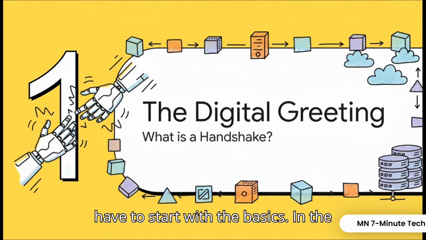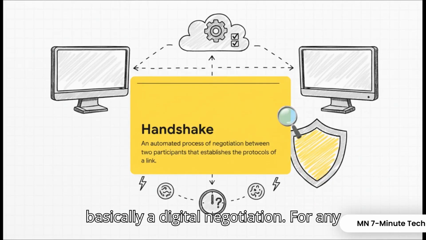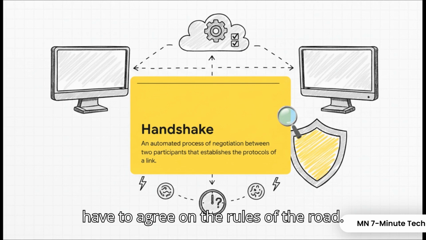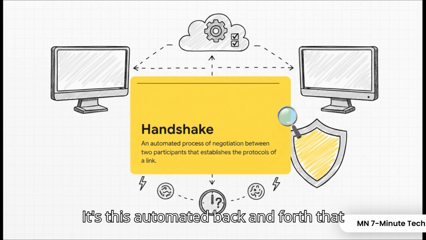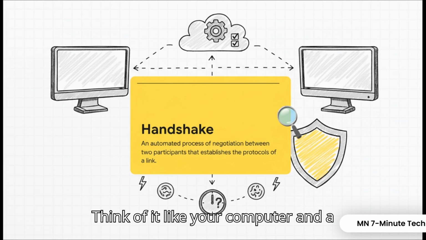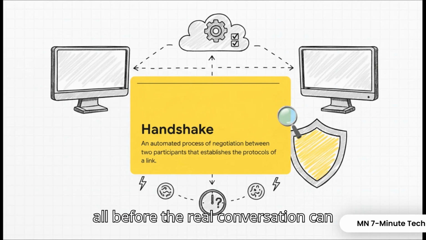All right. To really get a grip on that, we have to start with the basics. In the world of computers, what even is a handshake? Well, at its core, it's basically a digital negotiation. Before any real information can get sent, two devices have to agree on the rules of the road. It's this automated back and forth that sets up the protocols for their chat. Think of it like your computer and a website server quickly agreeing on things like transfer speeds and who talks when, all before the real conversation can start.